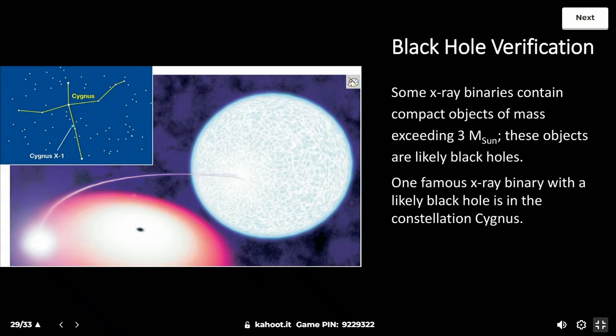And so these black holes can be in a binary system. So just like the neutron star and the white dwarf can steal matter, so can the black hole. And these accretion disks around the black hole are very hot. They emit X-ray radiation. And so the black hole in a pair with a star can be an X-ray binary. And there's likely an X-ray binary in the constellation Cygnus.